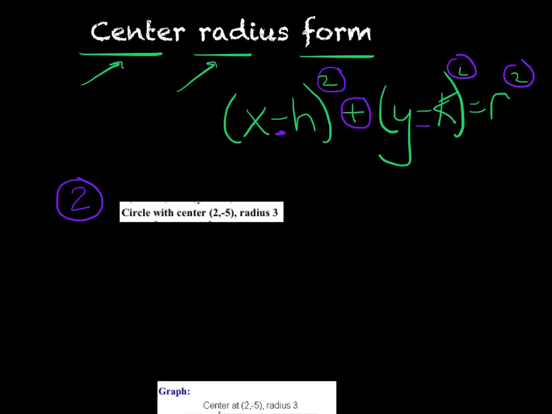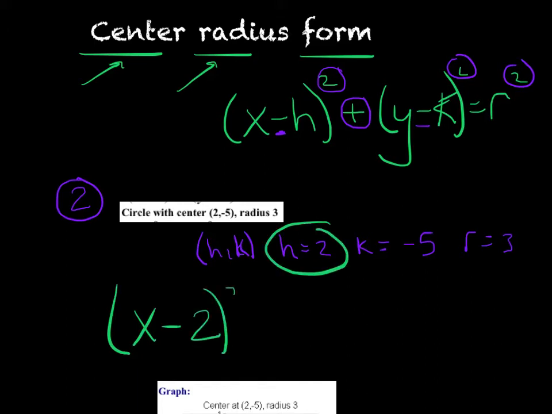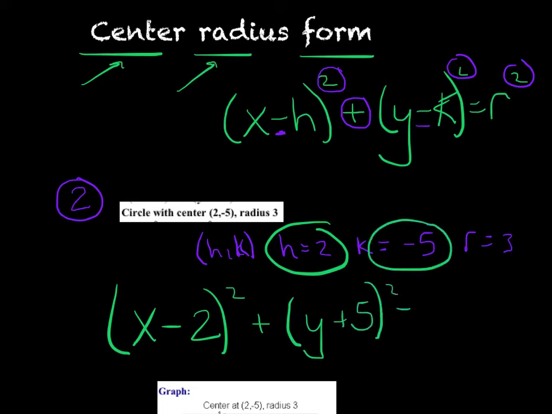So let's take example 2. Write the circle that has a center 2, negative 5 and a radius of 3. Your center is your h, k. So in this case, my h is 2, and my k is negative 5. And of course, my radius, they say, is 3. Plugging into the formula, it's x minus h squared plus y minus k squared, so that turns into a positive 5 squared, equals my radius squared. Remember, everybody's squared, so this time I'll set it equal to 9.